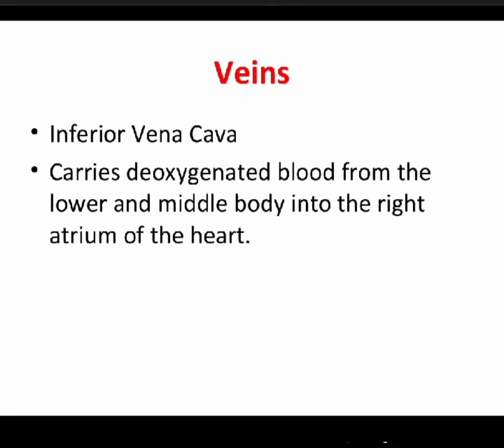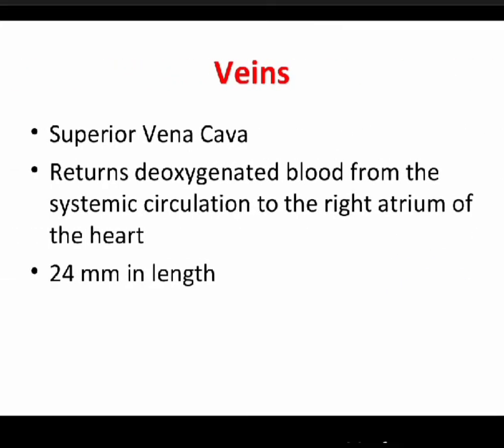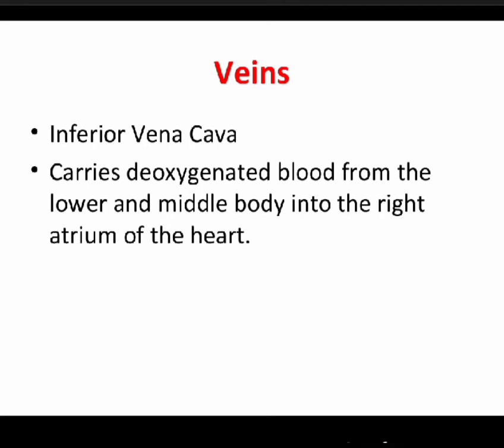Now the veins also include the inferior vena cava, which also carries deoxygenated blood from the lower and middle body into the right atrium of the heart. So all the veins, whether superior vena cava or inferior vena cava, they all carry blood to the right atrium of the heart. So the right atrium is where deoxygenated blood is received.